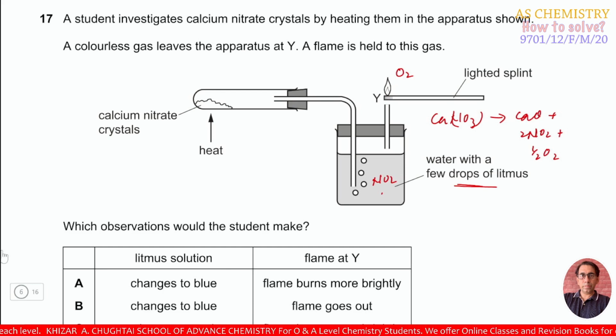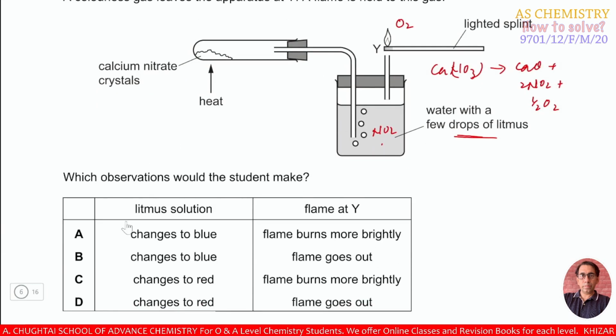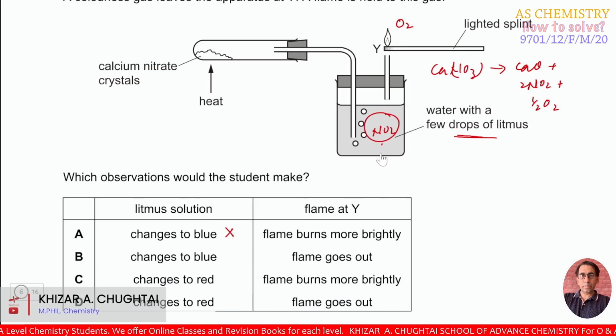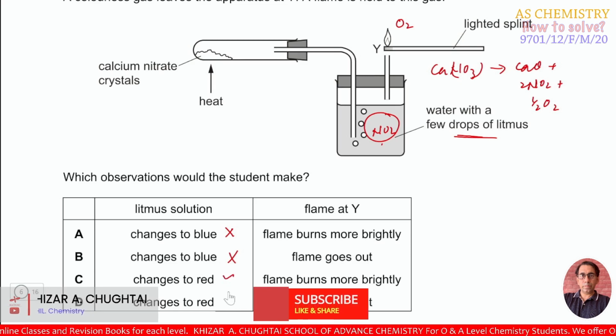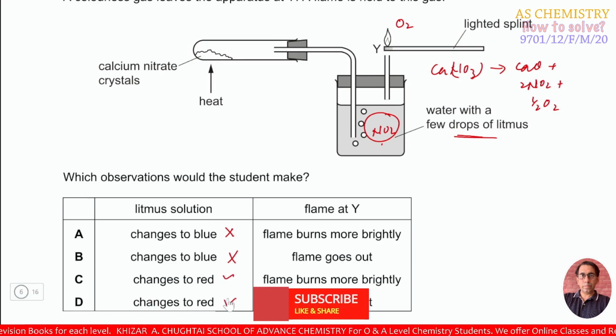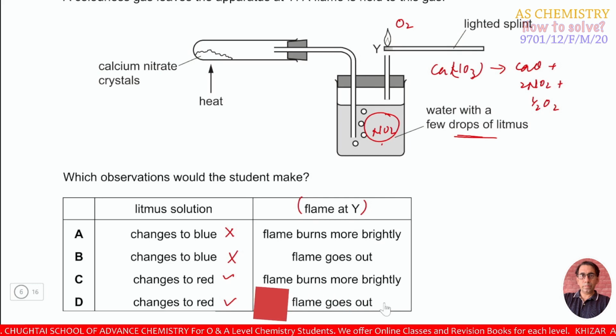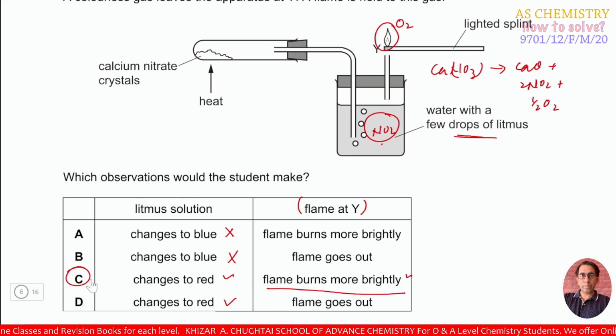Let's see over here. Litmus solution changes to blue? No, it will not change to blue because NO2 gas is not an alkaline gas. B changes to blue, again incorrect. C changes to red, yes. D changes to red, yes, it may be correct as well. What about the flame at Y? Flame burns more brightly, or flame goes out? Oxygen helps in burning. It will relight a glowing splint, or the lighter splint will burn more brightly in the presence of oxygen. So flame burns more brightly, and C is the correct option.